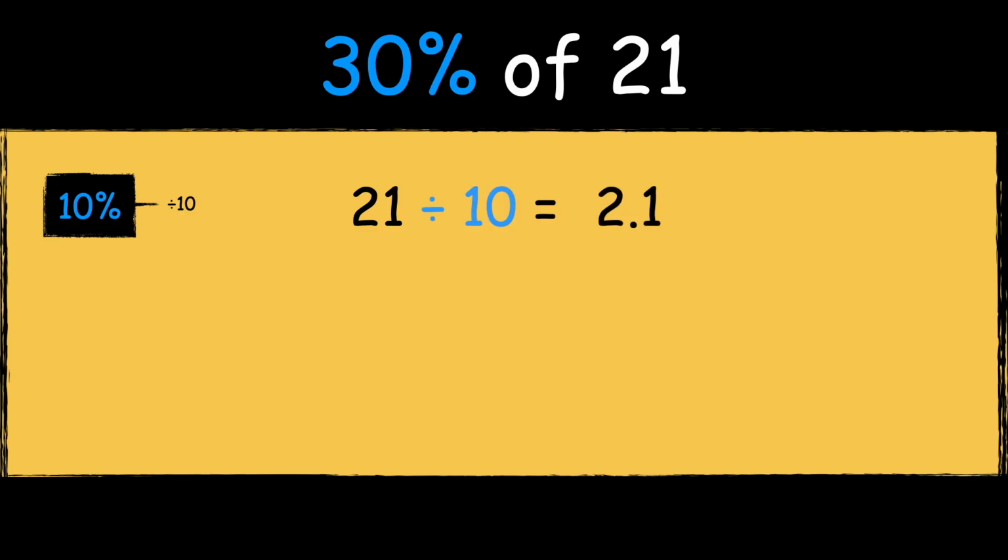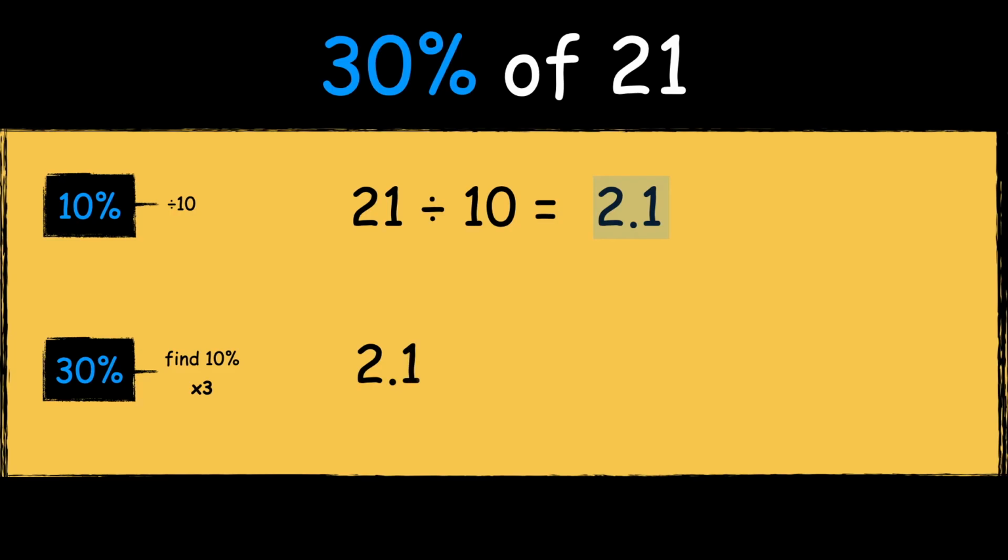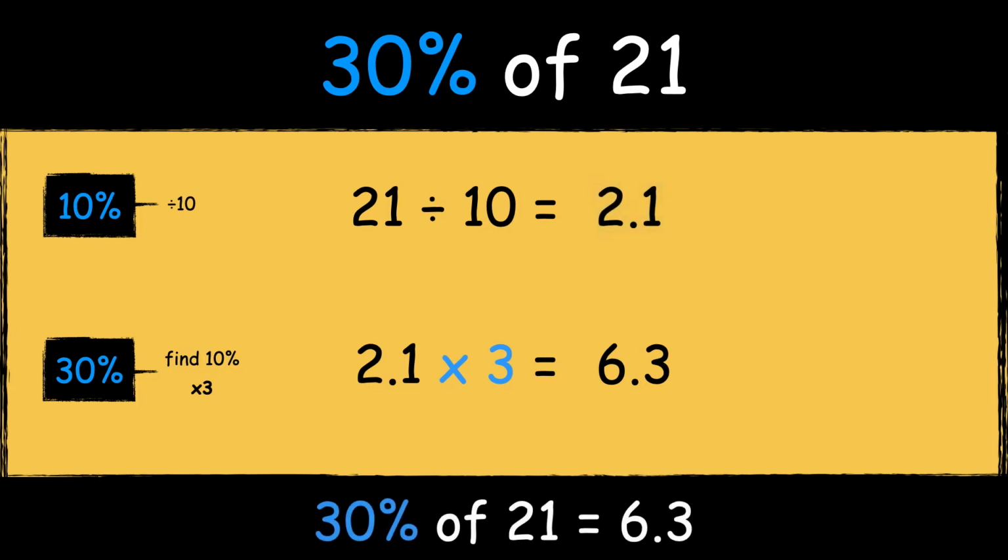Here's the next example, 30% of 21. First, we work out 10% by dividing the number by 10. 21 divided by 10 is 2.1. So to work out 30% of 21, we need to multiply the 10% answer by 3. 2.1 times 3 is 6.3. So 30% of 21 is 6.3.